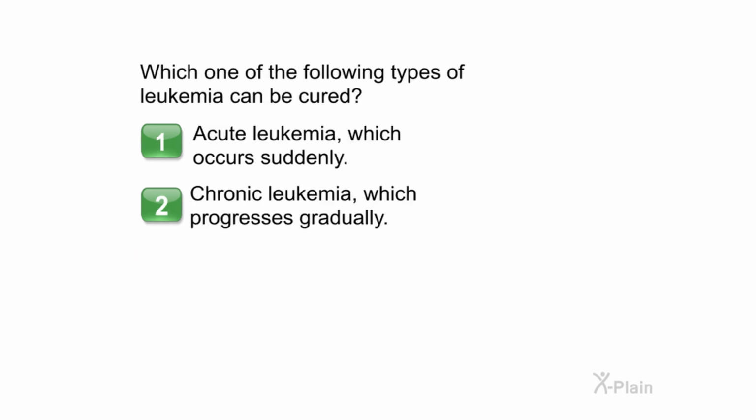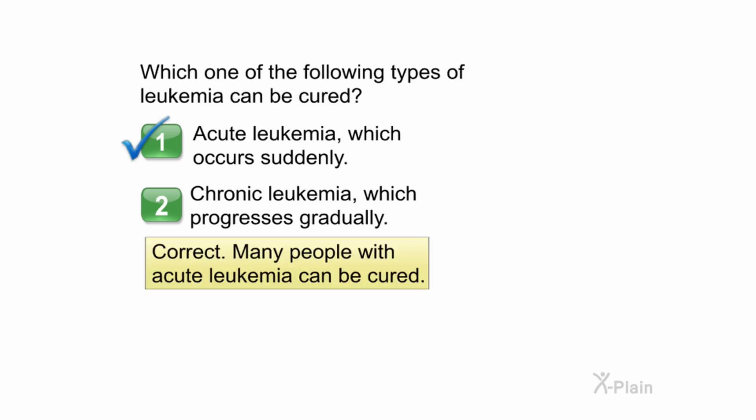Which one of the following types of leukemia can be cured? Choose one of the following options. 1. Acute leukemia, which occurs suddenly. 2. Chronic leukemia, which progresses gradually. Correct. Many people with acute leukemia can be cured.